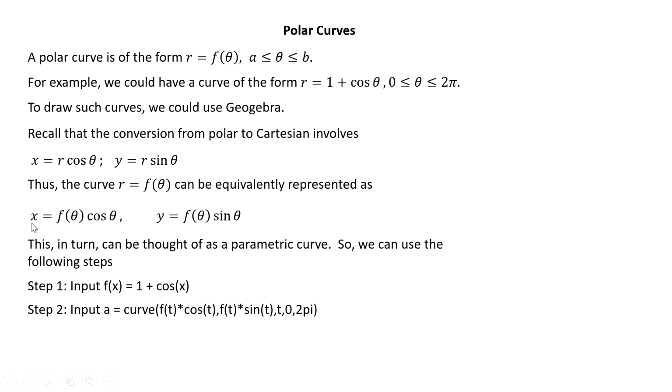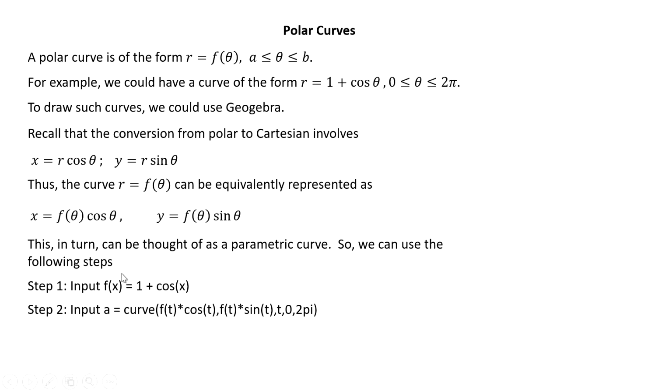Doesn't it look like x equals f of t and y equals g of t, the parametric curve? Yep. So the parameter happens to be theta here instead of t. So we can draw polar curves by thinking of these things as parametric curves with the parameter being theta. Whether you call it theta or t doesn't matter.